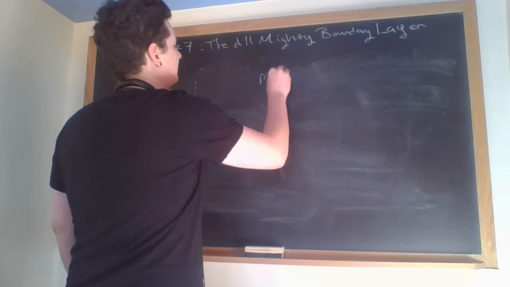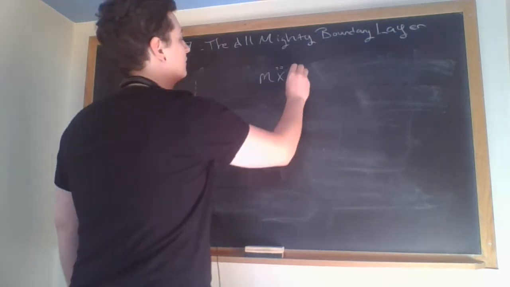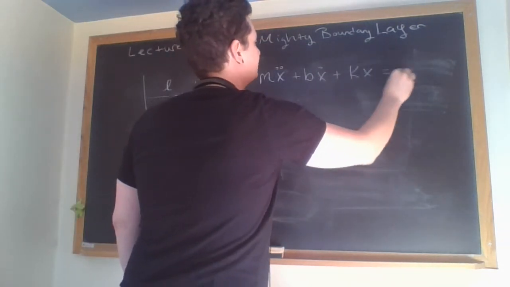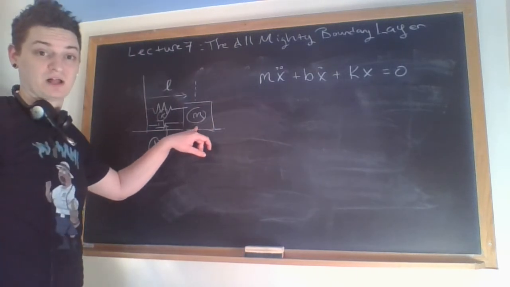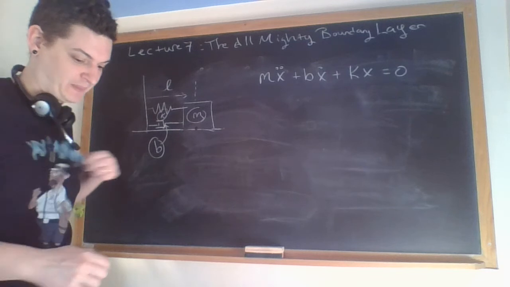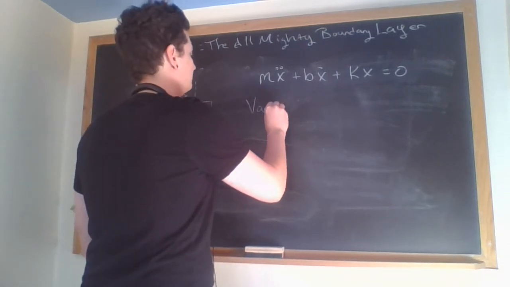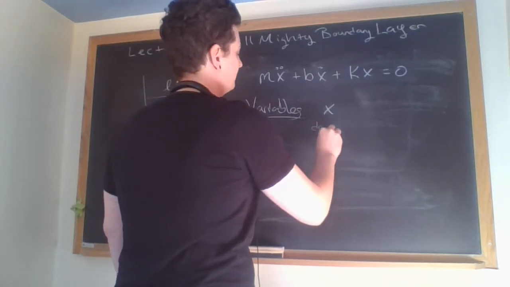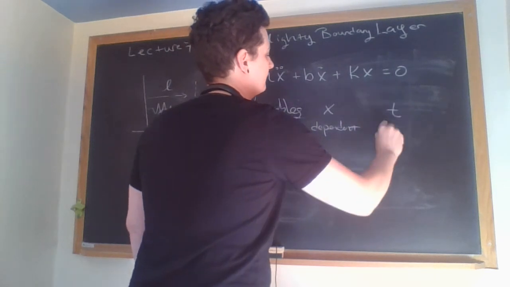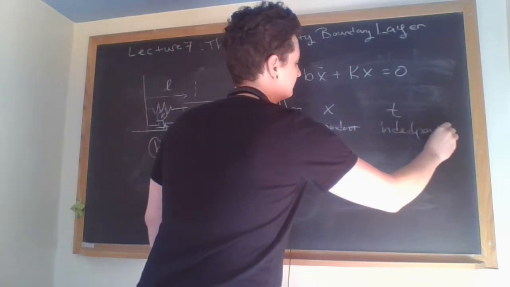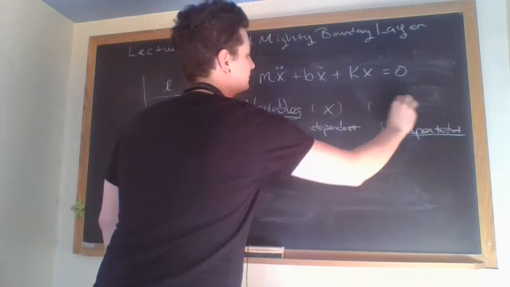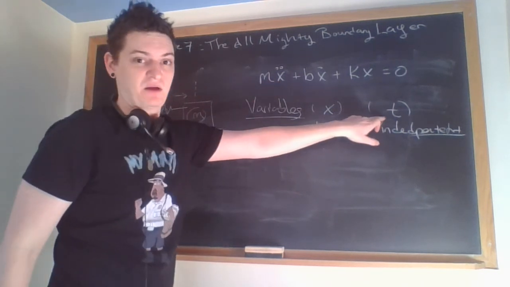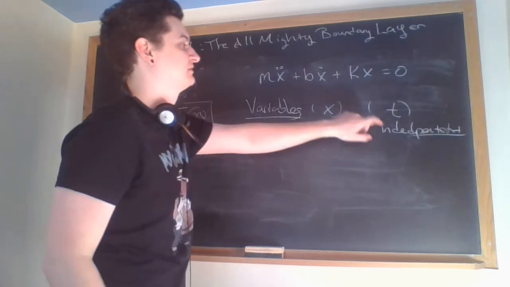So we know the equation of motion for this system. That's the equation of motion that governs the motion and dynamics of this block oscillating with a spring and a dashpot. So we have variables, x being the dependent variable, the function we're trying to solve for, and then you have the independent variable, which is time. I can always take a clicker and measure what time is, so that makes it independent.